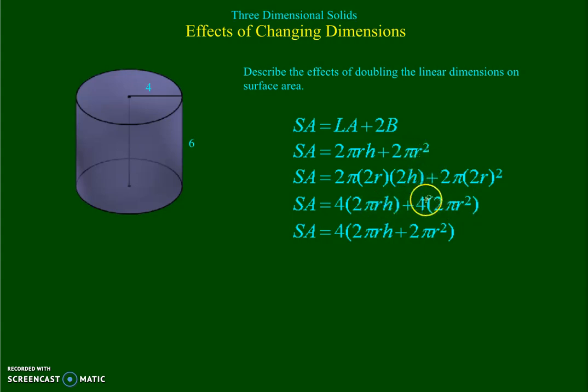Now you'll notice both of these have a 4 as a factor, so we can pull out that factor of 4, and what we have left, when we divide this expression by 4, is 2 pi rh, plus, dividing this one by 4, we have pi r squared. So you can see that the overall effect on surface area is to multiply it by a factor of 4. So the effect of doubling linear dimensions on surface area is a factor of 4. Well, that'll wrap it up for this part, and I will talk to you in the next video.